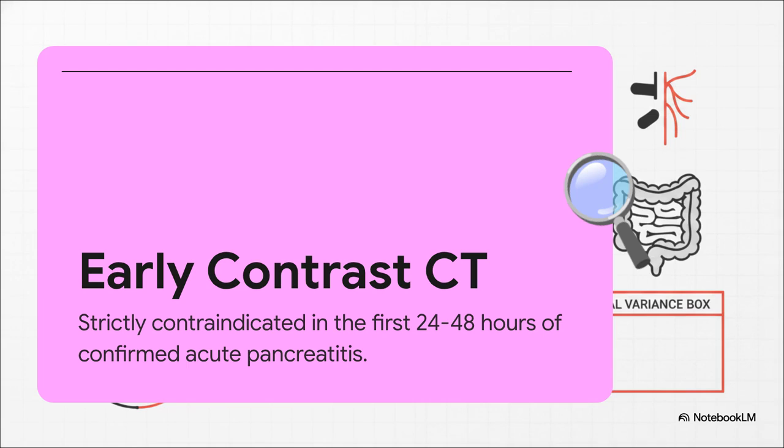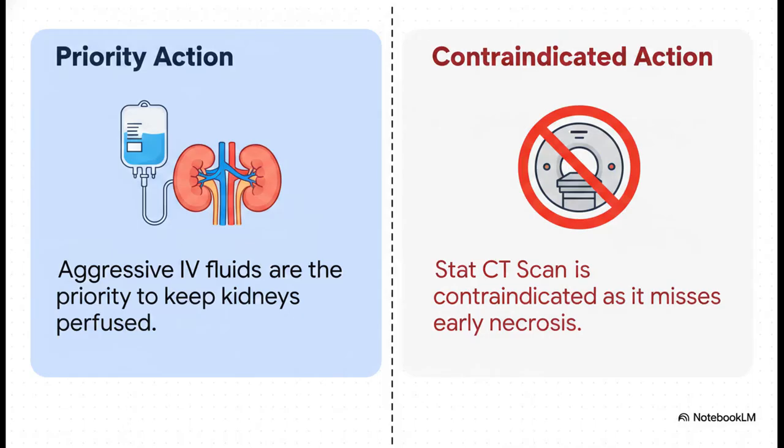Say your patient meets the criteria. Severe pain, lipase is sitting at 4,000. Do you order an early contrast CT scan in the first 24 to 48 hours? Absolutely not. It is strictly contraindicated. Exposing an intravascularly depleted patient to nephrotoxic contrast just to look for necrosis that hasn't even formed yet, that is a critical error. Your immediate priority shouldn't be grabbing a high-resolution picture of the damage, it's aggressive fluid resuscitation. The pancreas is literally auto-digesting, causing massive fluid shifting. You need to keep those kidneys perfused and strictly track urine output. Skip the stat CT entirely.